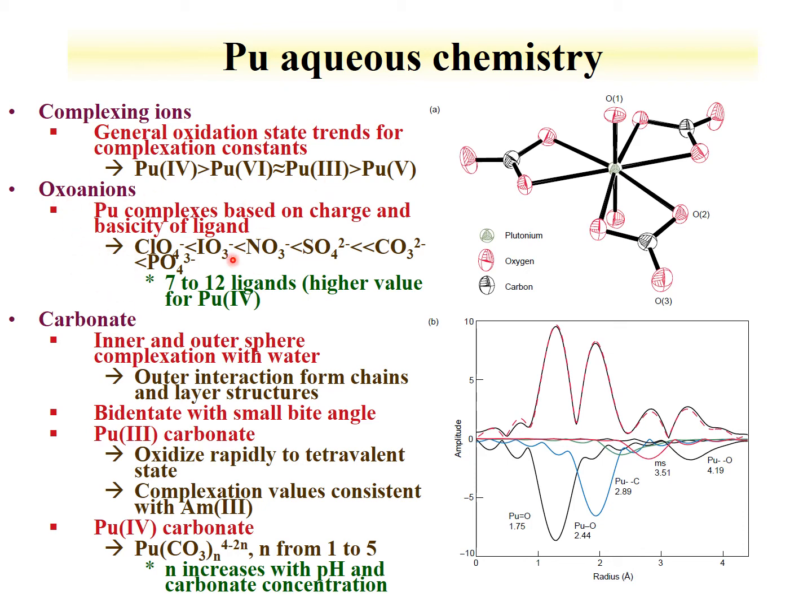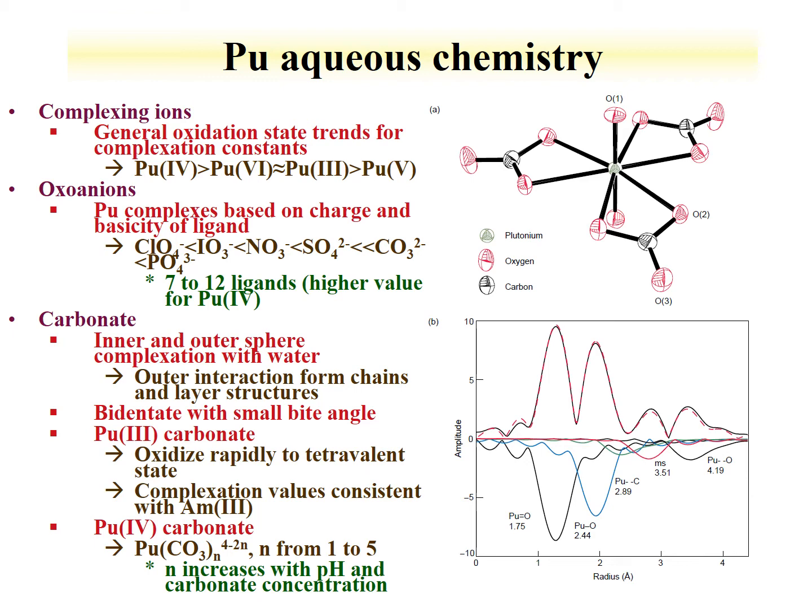oxoanion complexants, oxoanion ligands, follows trends similar to other metal ions, where the perchlorates very weakly interact and phosphates strongly interact. Plutonium 4 can have very high coordination numbers, 7 to 12 ligands around the metal center.